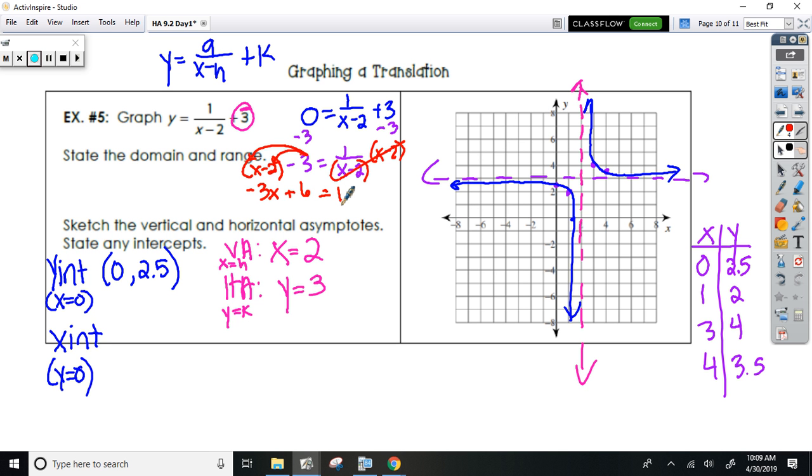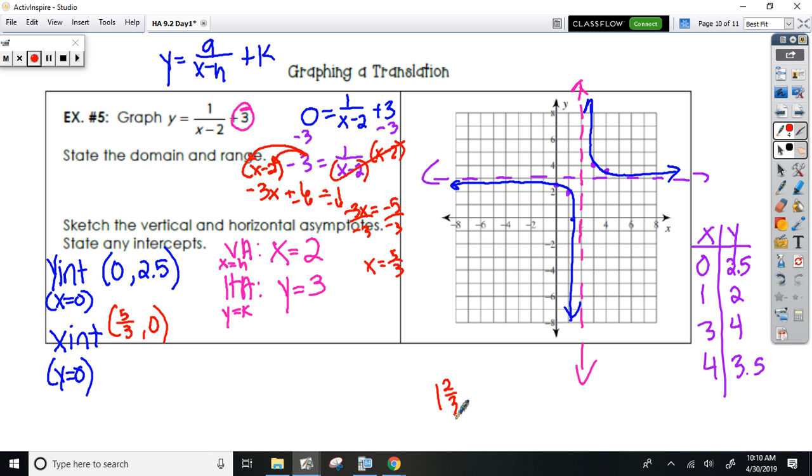And then solve for x. Subtract 6 and divide by 3. So negative 3x equals negative 5. Divide by negative 3. X will equal 5/3. Which makes sense because that's 1 2/3, which looks like about where I plotted it. X-intercept's always harder than the y-intercept.